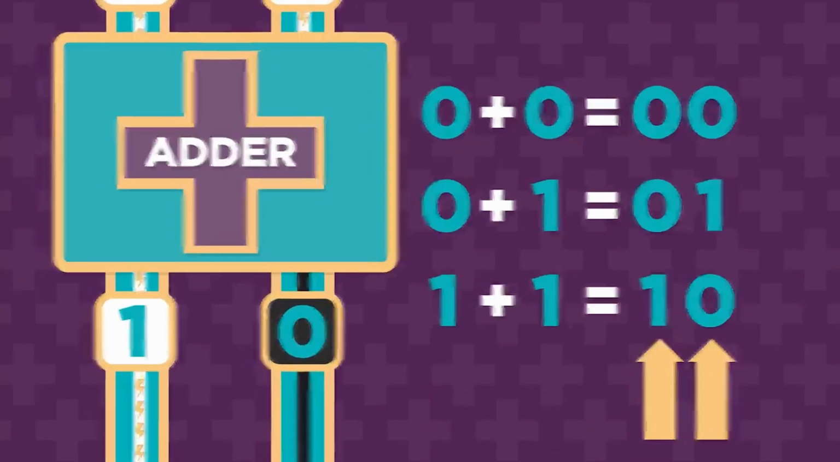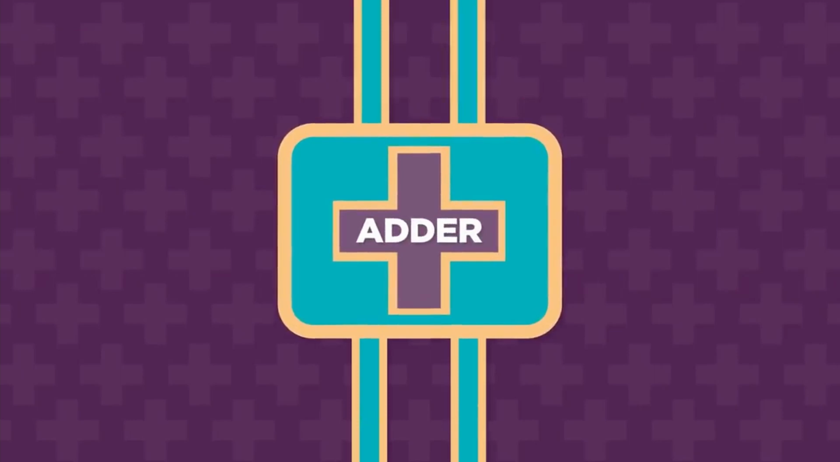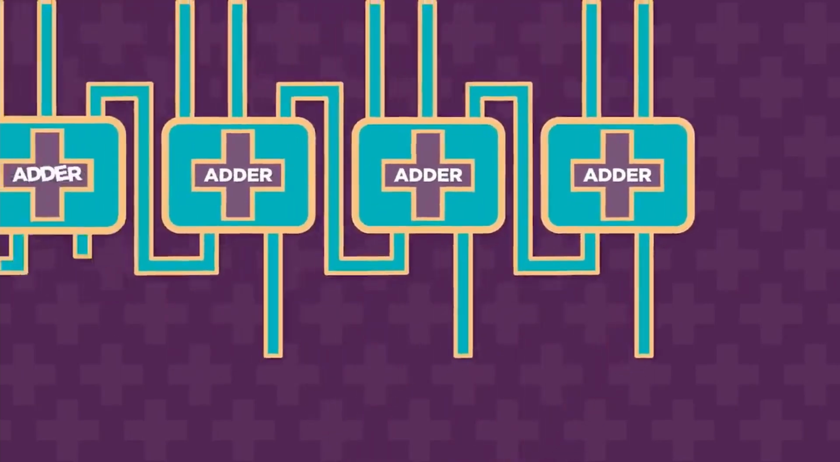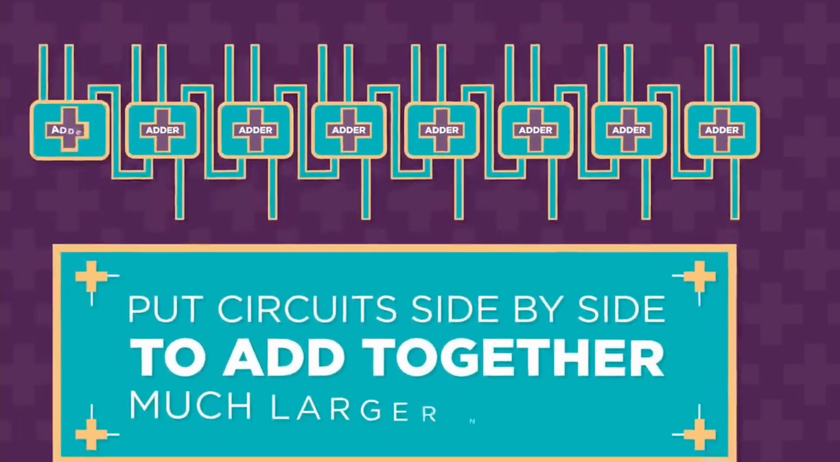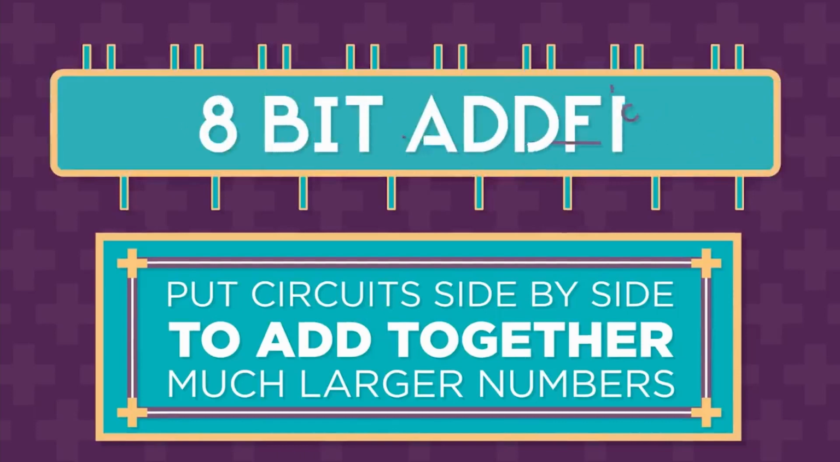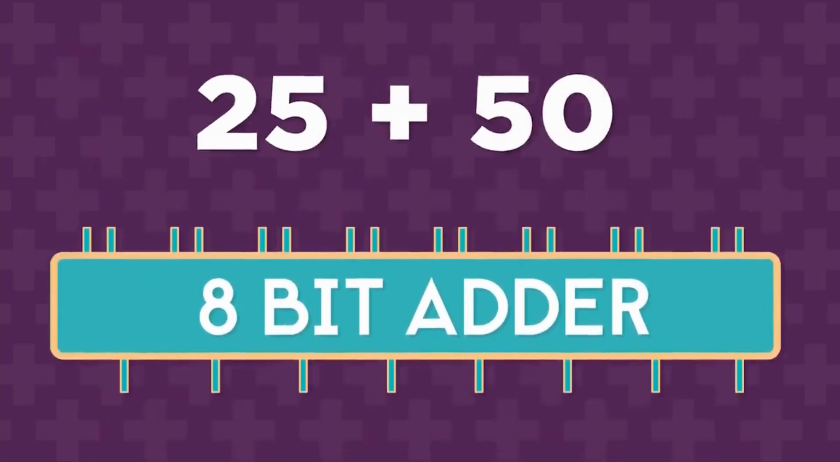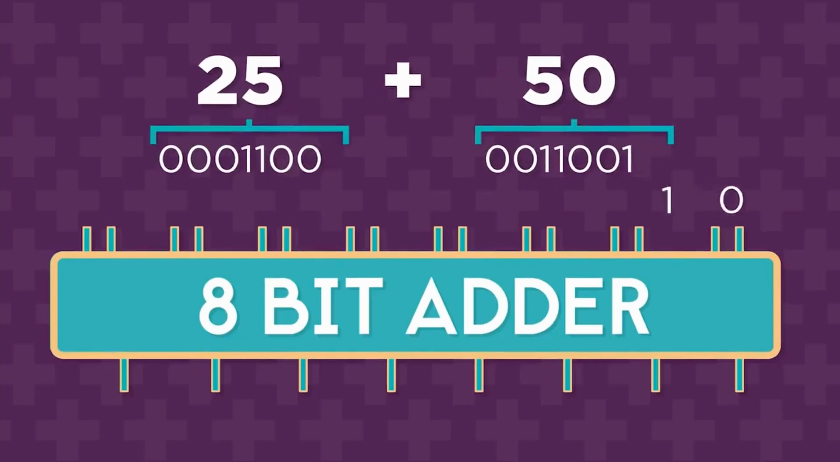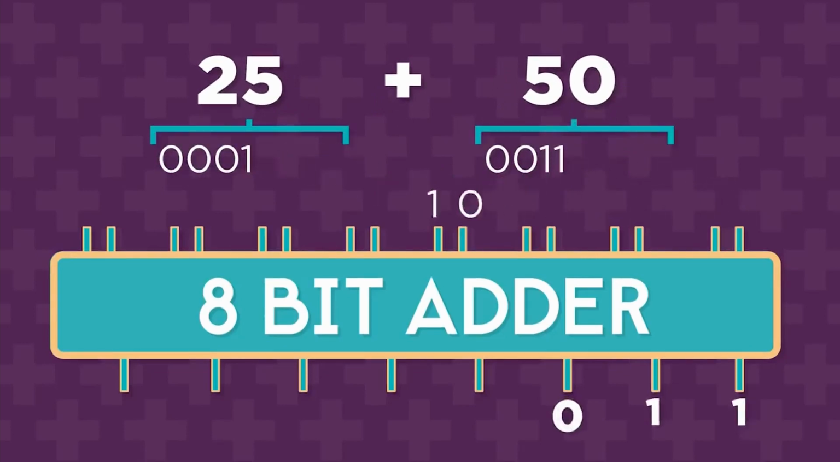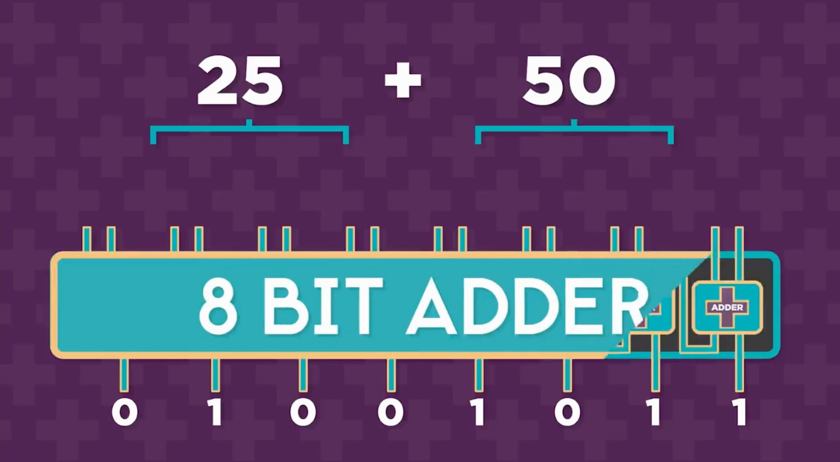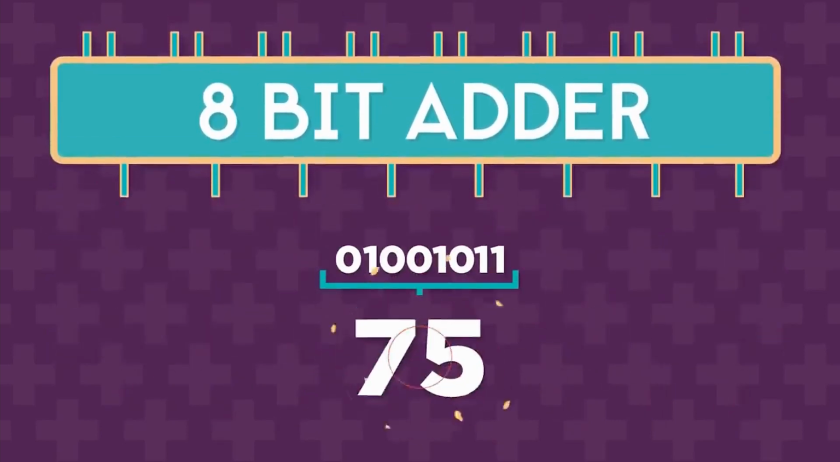You need 2 wires coming out because it can take up to 2 binary digits to represent the sum. Once you have a single adder for adding 2 bits of information, you can put together multiples of these adder circuits side by side to add together much larger numbers. For example, here's how an 8-bit adder adds the numbers 25 and 50. Each number is represented using 8 bits, resulting in 16 different electrical signals that go into the circuit. The circuit for an 8-bit adder has lots of little adders inside of it, which together calculate the sum.